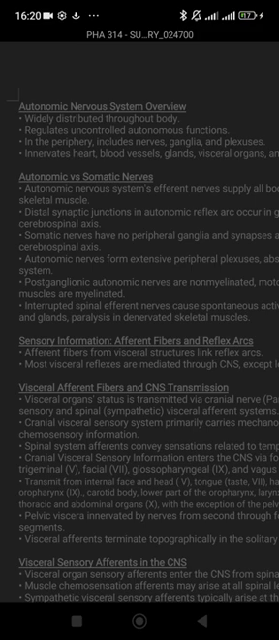Are all of them really involuntary? You said no. Which ones are involuntary and which ones are voluntary?